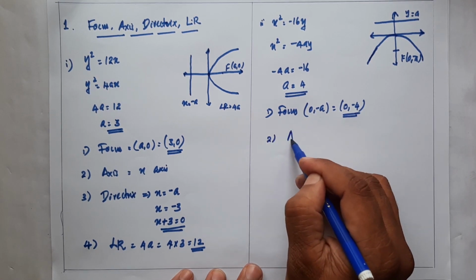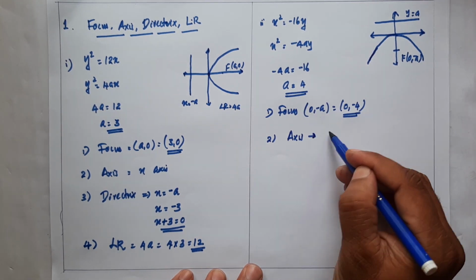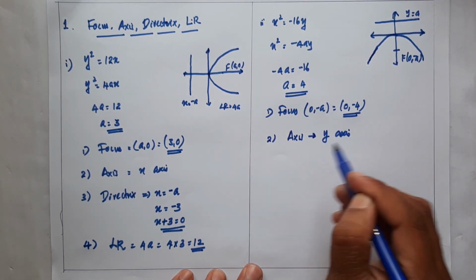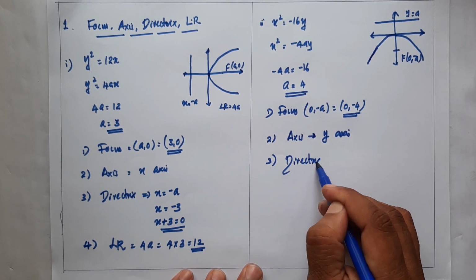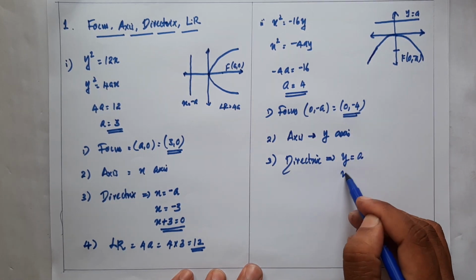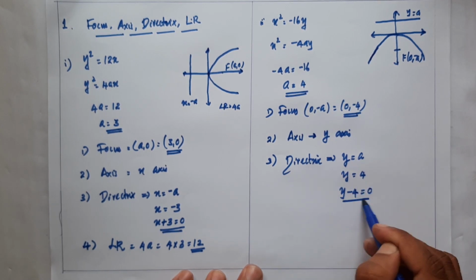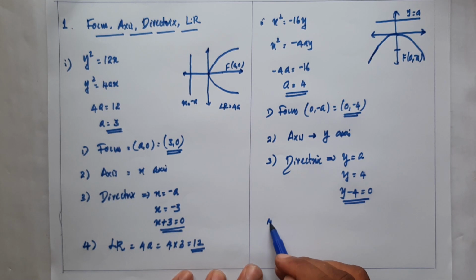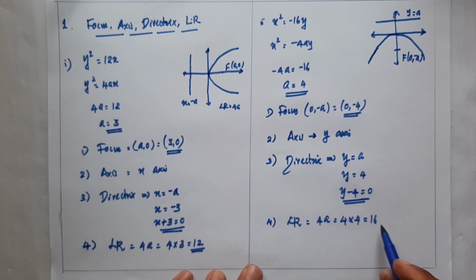Second question, axis of symmetry. Which axis is symmetric? The variable y has power 1, and therefore the y-axis is the axis of symmetry. Then the third question, directrix. Directrix means y equals plus a, that is y equals 4, and therefore y minus 4 equals 0 is the equation of the directrix. And the fourth question, the latus rectum, is 4a, that is 4 into 4, we get the answer 16.